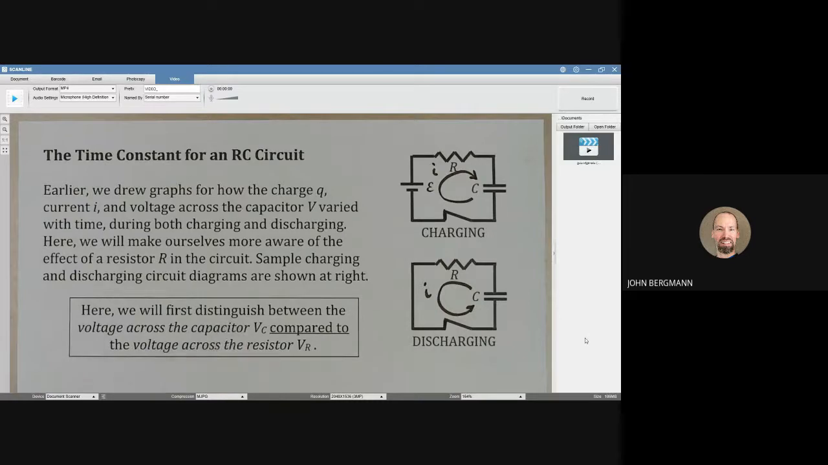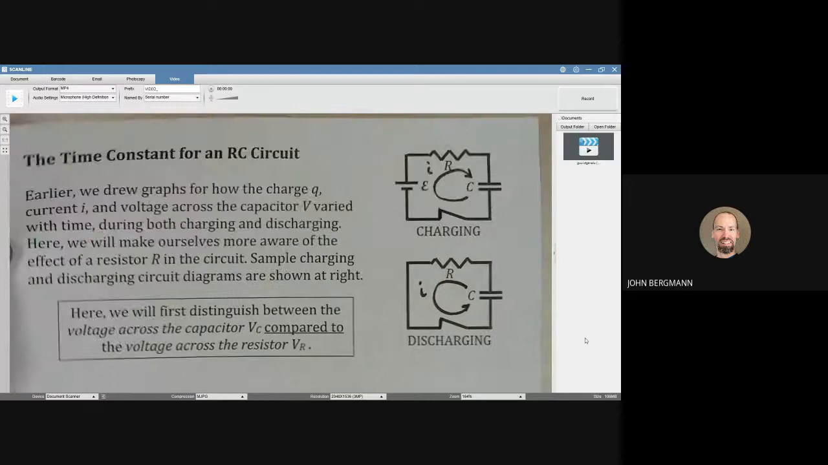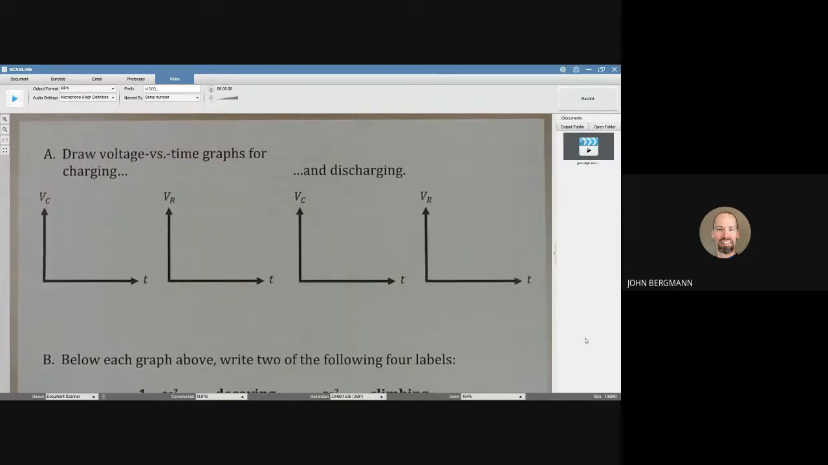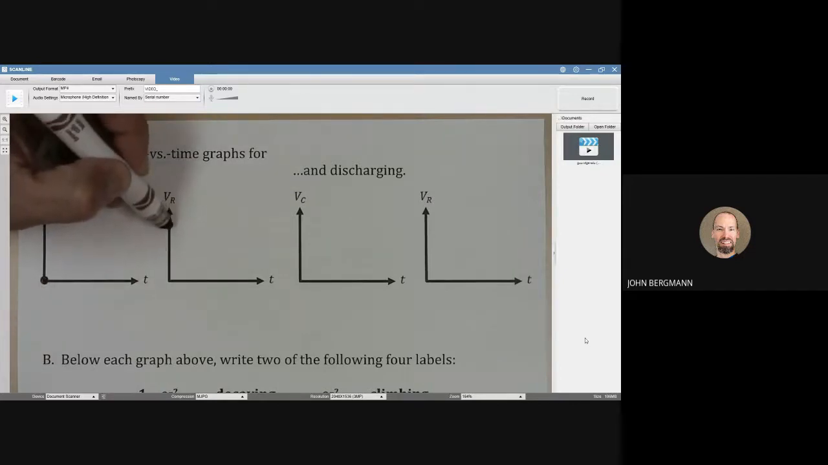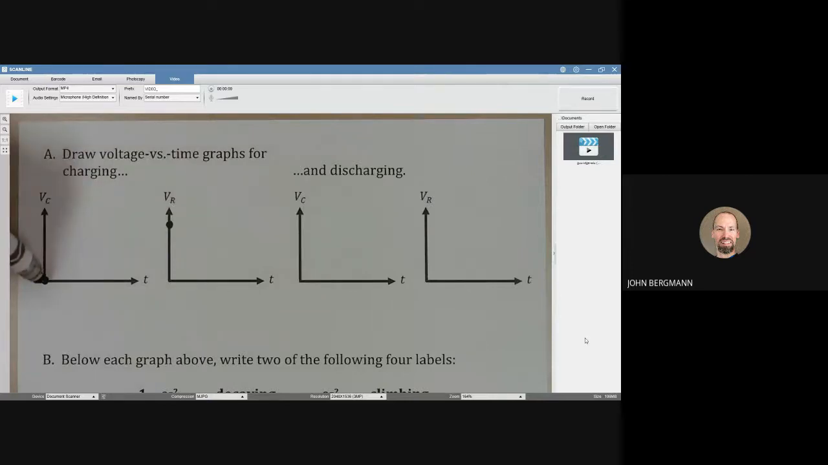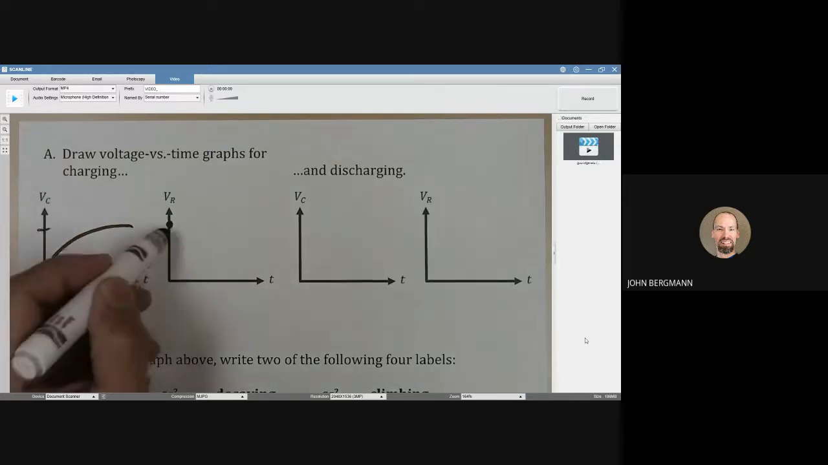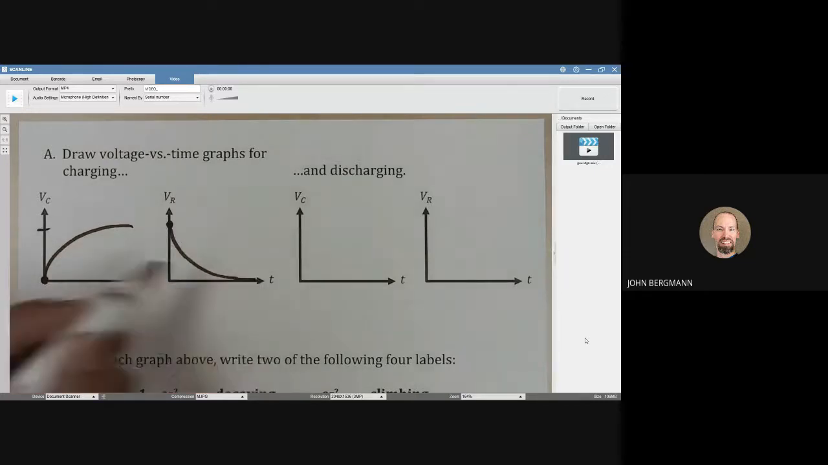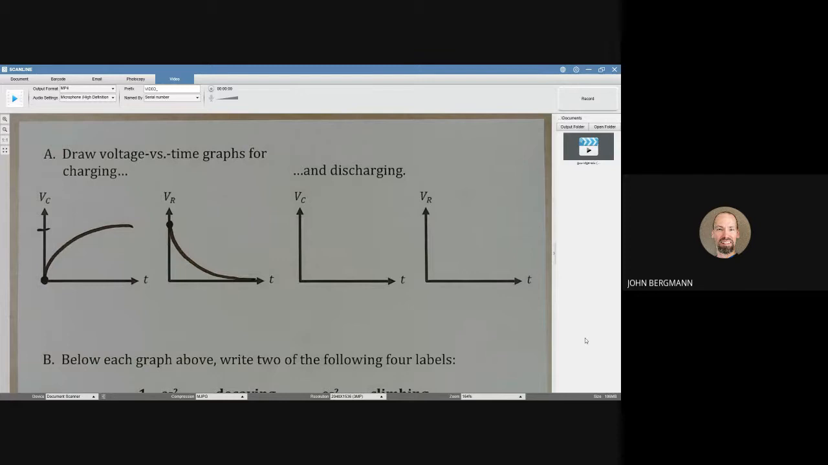Here, we will first distinguish between the voltage across the capacitor compared to the voltage across the resistor. When we're charging, the voltage across the capacitor initially is 0, which means all of the voltage is across the resistor. And when this circuit is done charging, the capacitor will have a voltage equal to the voltage of the battery, and the resistor will have no voltage across it because there will be no current, so there can't be any voltage across the resistor if there's no current through the resistor.